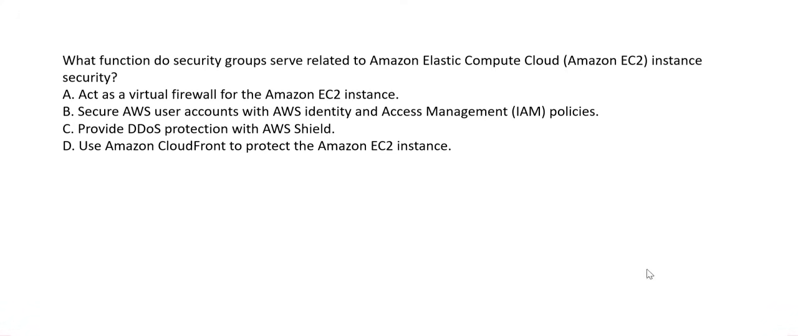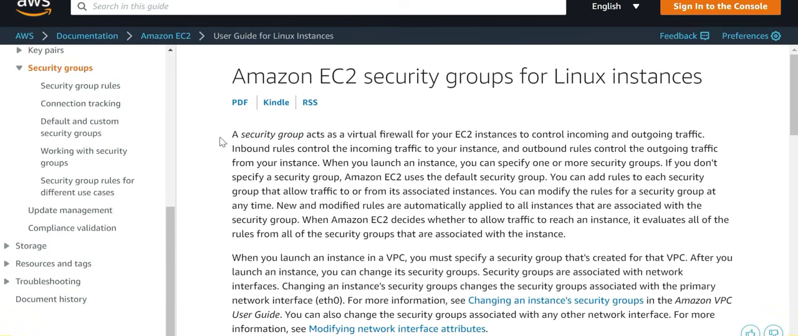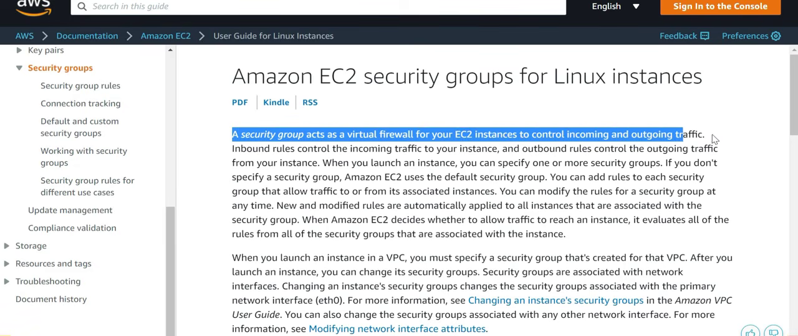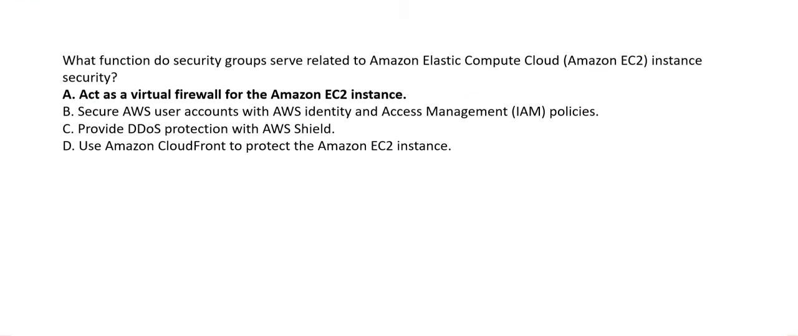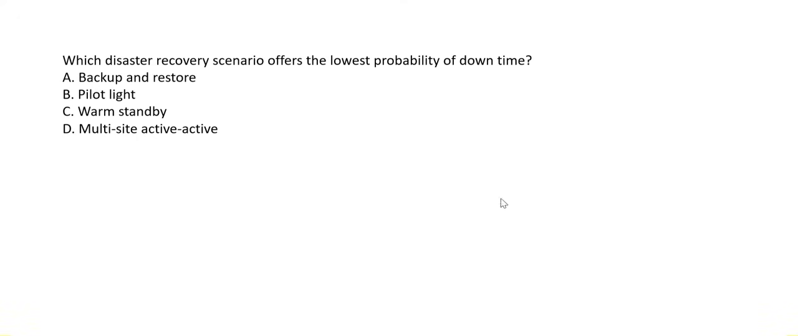So A is the right answer, but let's look at the AWS documentation as well. So here's the documentation. If you see this, a security group acts as a firewall for EC2 instances to control incoming and outgoing traffic. So here goes our answer. Hence, option A is correct. Let's look at the next question.